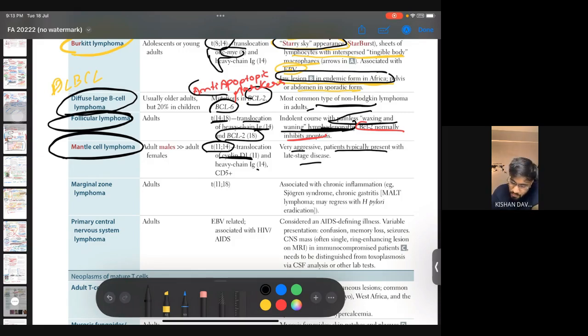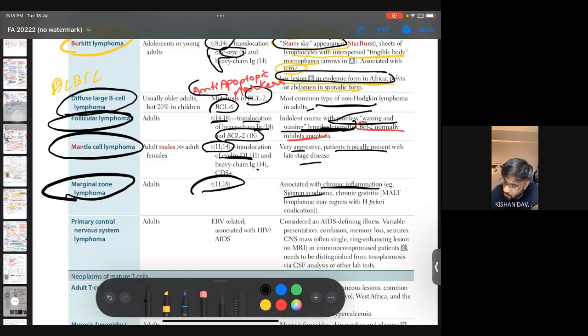Coming to marginal zone lymphoma 11-18 associated with chronic inflammation. So, Sjogren, chronic gastritis. Now, they will give you gastritis as the most common. Gastritis most common. So, if in the question gastritis is given and along with that they are asking you non-Hodgkin lymphoma, remember marginal zone lymphoma. These are the one word how the case will be presented to you. And this is only how you are going to remember.